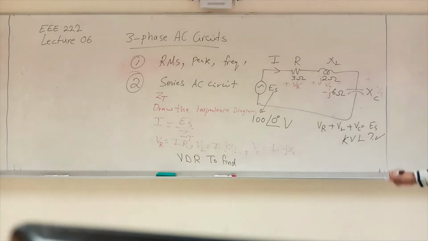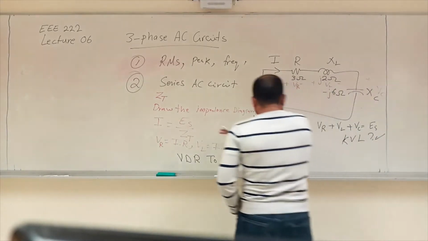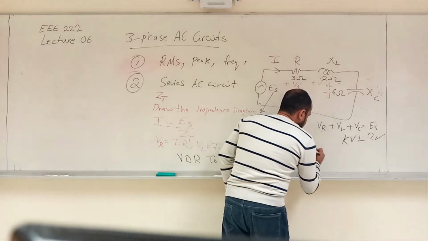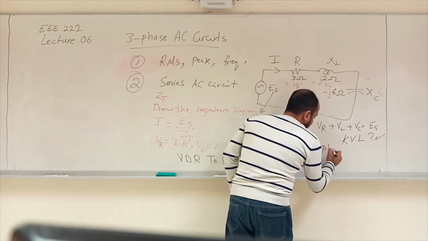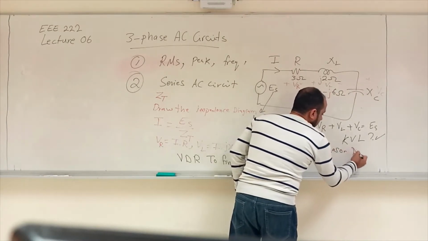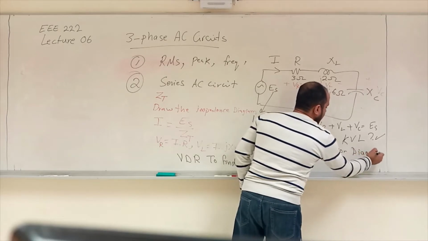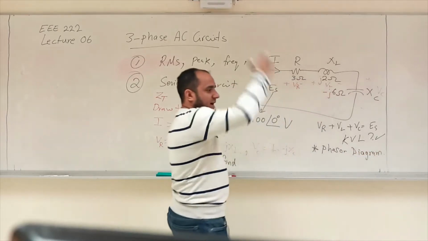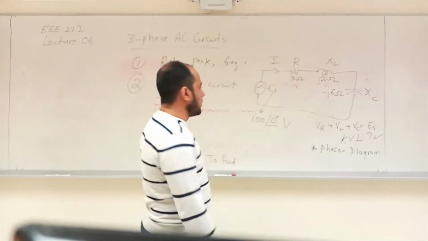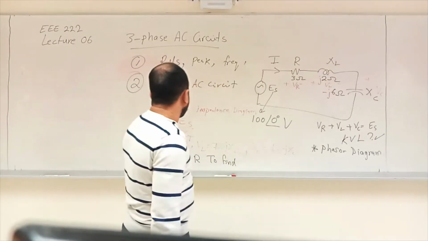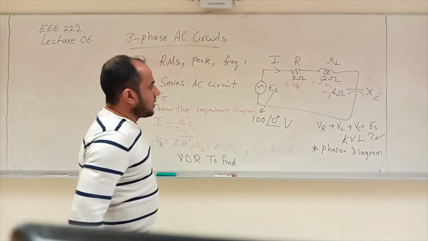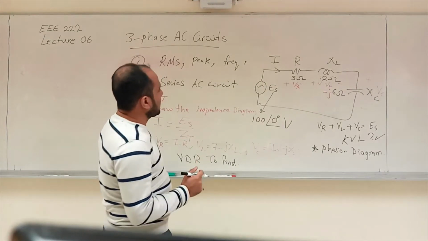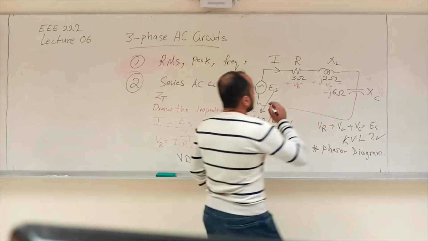After KVL, we check KVL, we bring all the voltages, then you need to draw what? The phasor diagram. Phasor diagram where you have to draw voltages and currents on the real axis and imaginary axis, as we have been doing the past 6 or 7 weeks. Phasor diagram, and then after that we need to calculate what? The power.